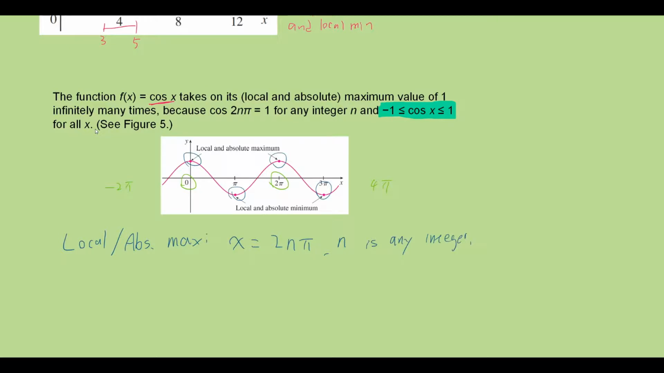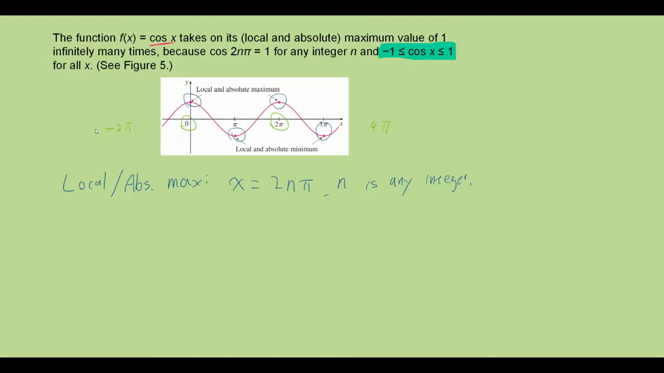Okay, so whenever the x value is a multiple of 2 pi, that's where the local max and absolute max are going to happen. Now let's look at the local min. The minimum happens at pi, 3 pi, 5 pi, 7 pi, or -pi, -3 pi, -5 pi. So the local min and absolute min are going to happen at these values: pi, 3 pi, 5 pi, or -pi.